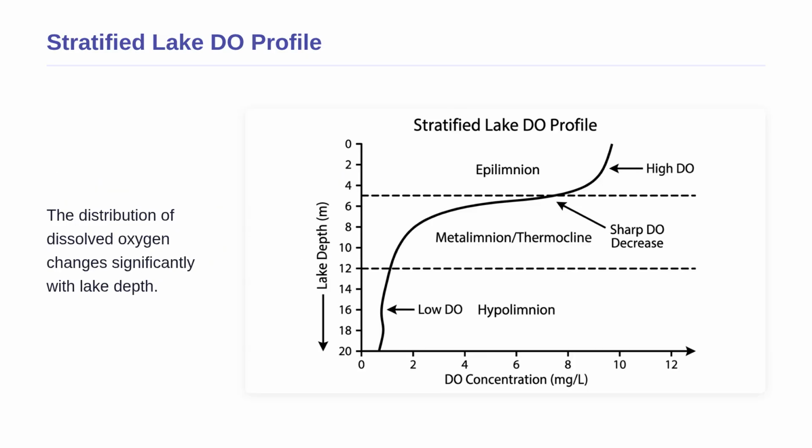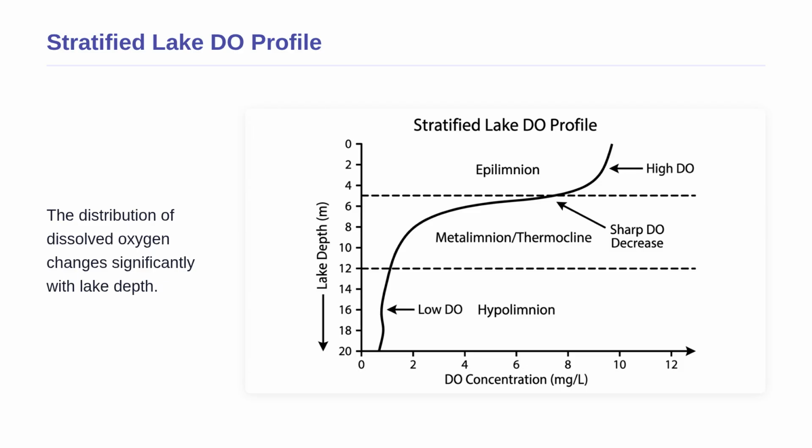Having calculated the oxygen at the surface, let us visualize how oxygen behaves deeper down. This diagram shows a stratified lake dissolved oxygen profile. On the vertical axis, we have lake depth in meters going downwards. On the horizontal axis, we have the dissolved oxygen concentration.